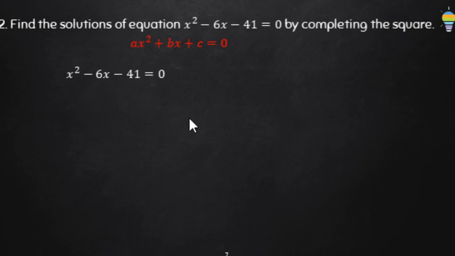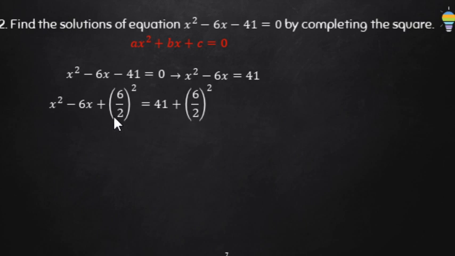So let's proceed now in writing the equation such that the terms with variables are on the left side of the equation. So we transpose again negative 41 to the right side of the equation. So we obtain x squared minus 6x is equal to 41. Next, add the square of 1/2 of the coefficient of x on both sides of the resulting equation.